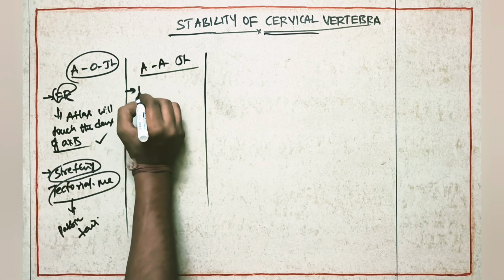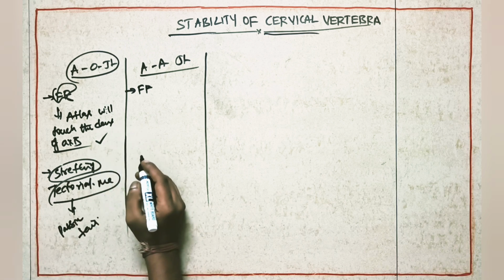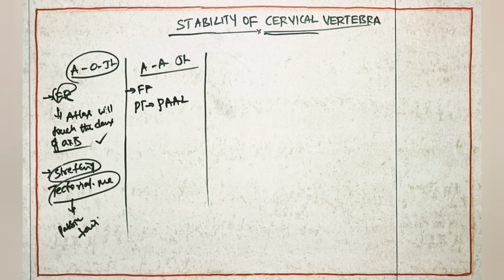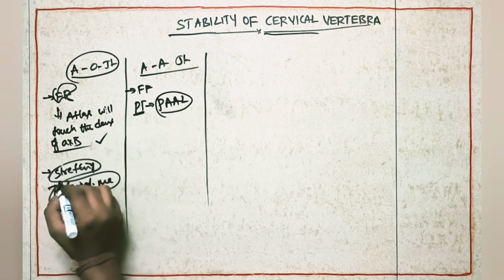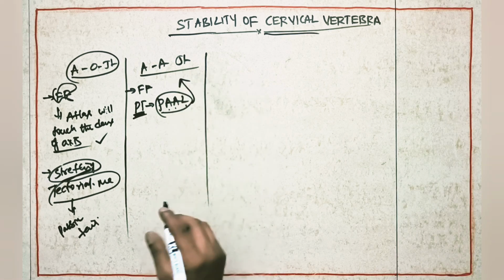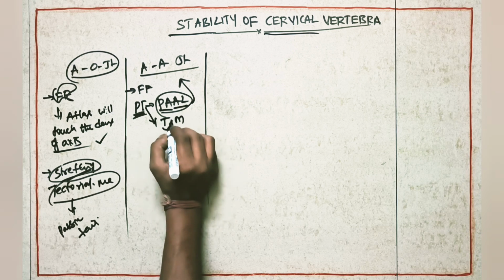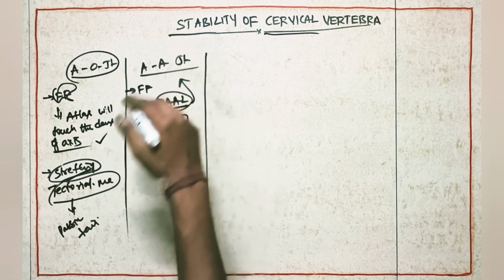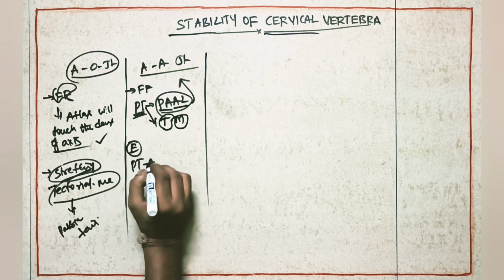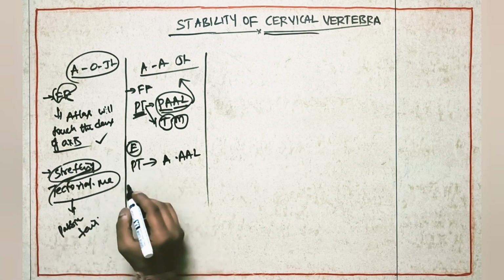Here the forward flexion of the atlanto-axial joint is limited by the passive tension in the posterior atlantoaxial ligament. Passive tension is nothing but stretching, so stretching of the posterior atlantoaxial ligament is going to provide the stability in flexion, and at the same time the tectorial membrane also will be involved. And if we see extension movement, extension is limited by the passive tension in the anterior atlantoaxial ligament, and lateral flexion.